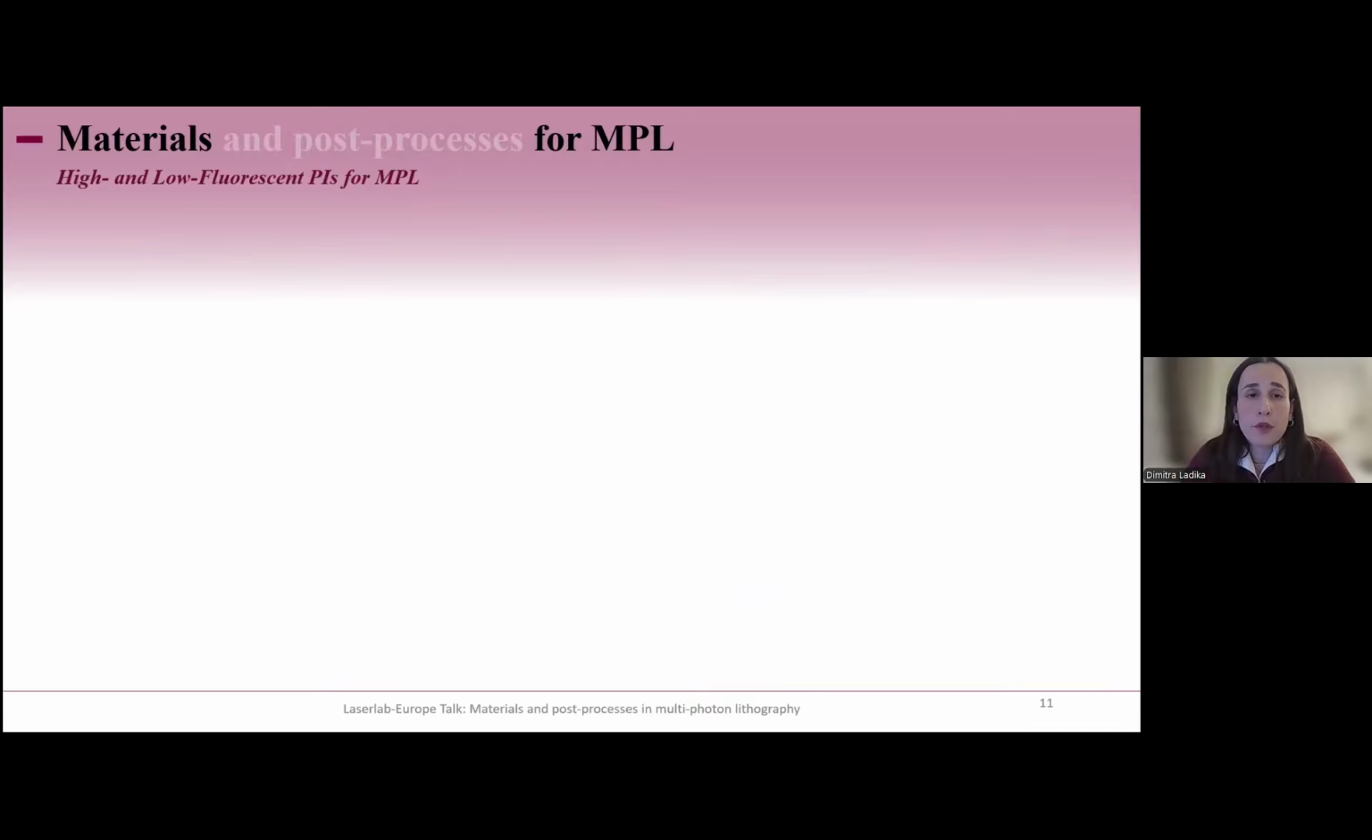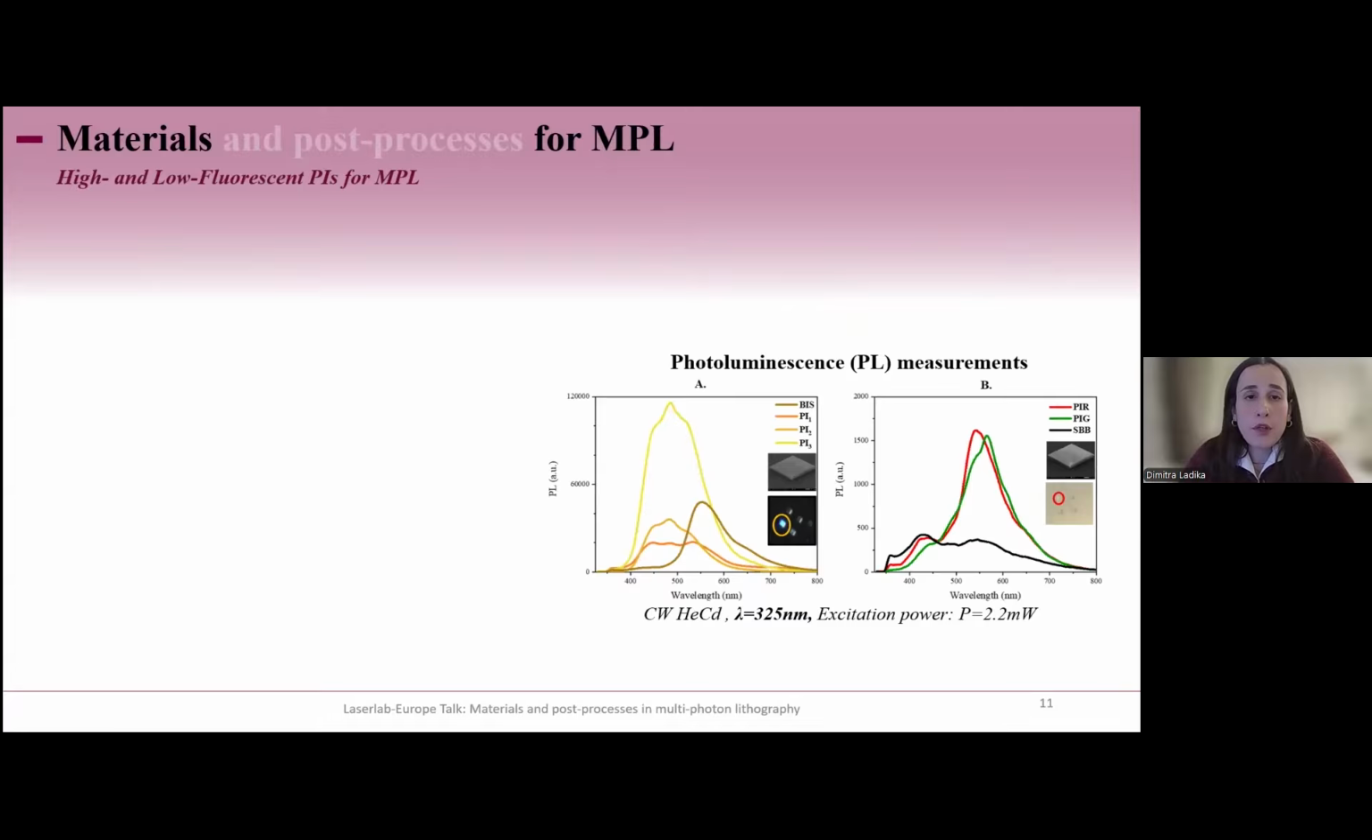But moving forward, of course, we're speaking for high and low fluorescent PIs. We couldn't exclude the photoluminescent measurements, specifically from structures fabricated, just simple cubes with MPL. And we can see here that the high fluorescent PIs have almost 2, even 2 or 3 orders of magnitude higher PL signals compared to the ones that are low fluorescent.